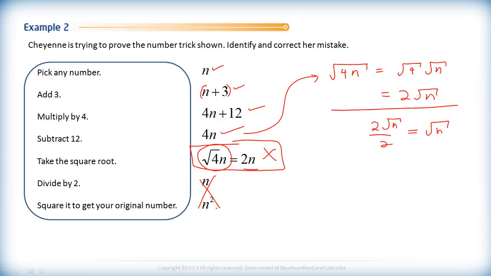And then the last step says to square it to get your original number. So square root of n squared should give us just n. You square root something and then square it again, you get back to where you were. Okay, and that's the original number. So now we got it. So we've proven that the number trick works. Cheyenne just made a mistake.